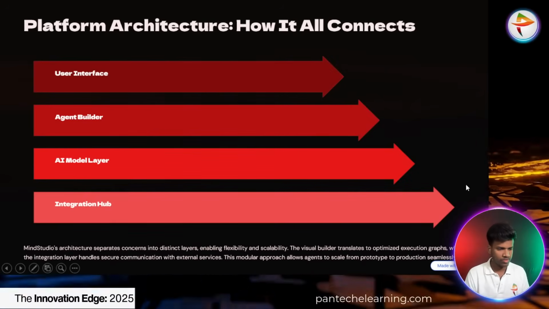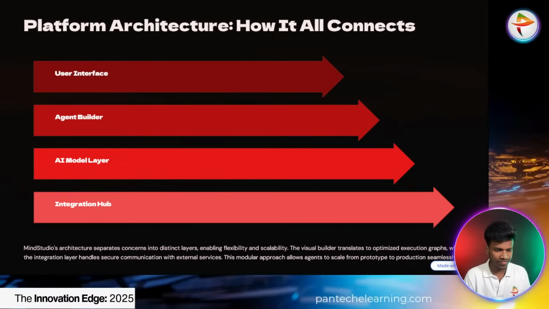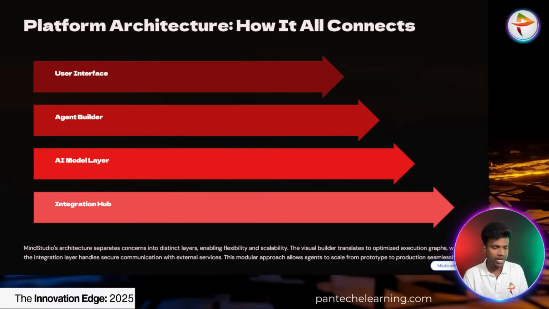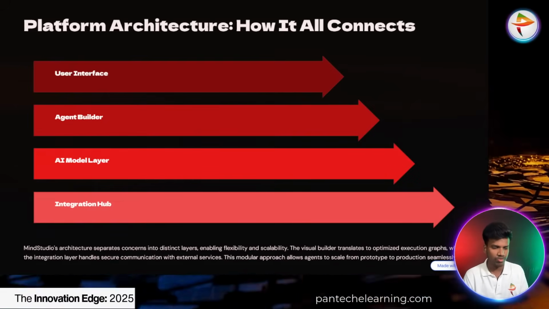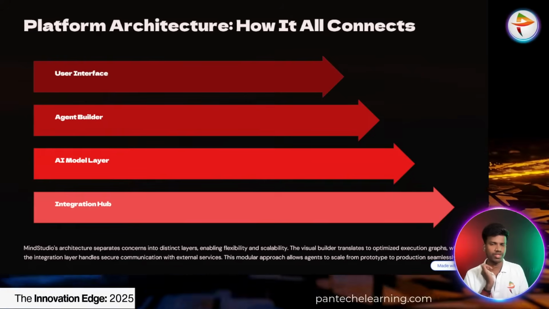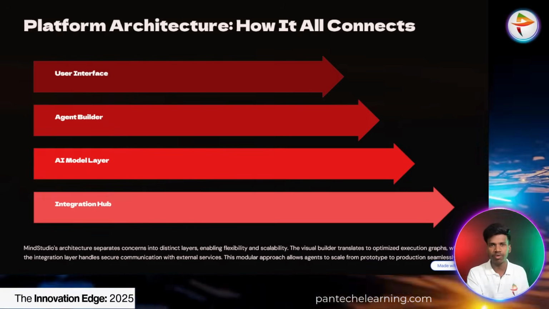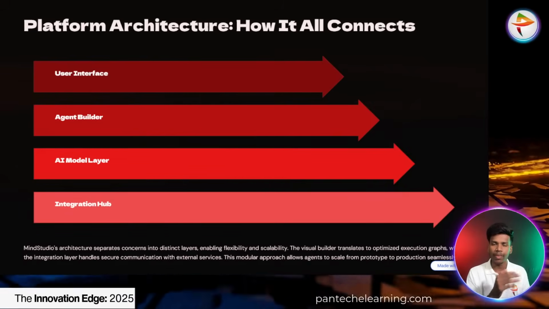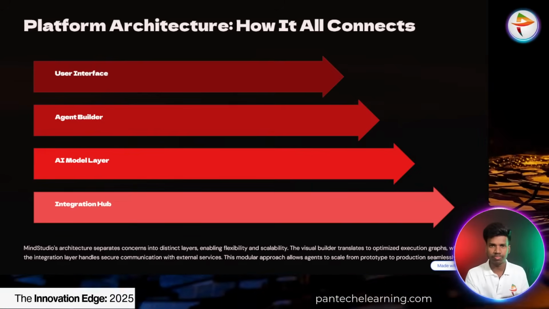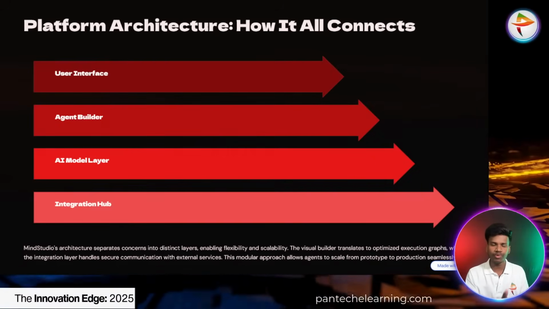Okay. So the architecture of how everything is connected: user interface, agent builder, AI model layer, integration hub. This is the way they have to connect. User interface means UI. We already know how the workflow is. Individually we can see what the backend process is and what the options are. We can manually click on this and see those particular options. Then the overview, just like that, the UI also we can see.